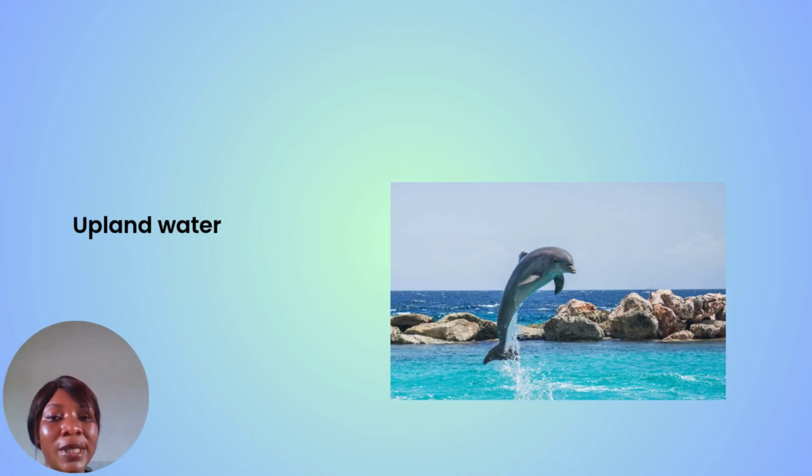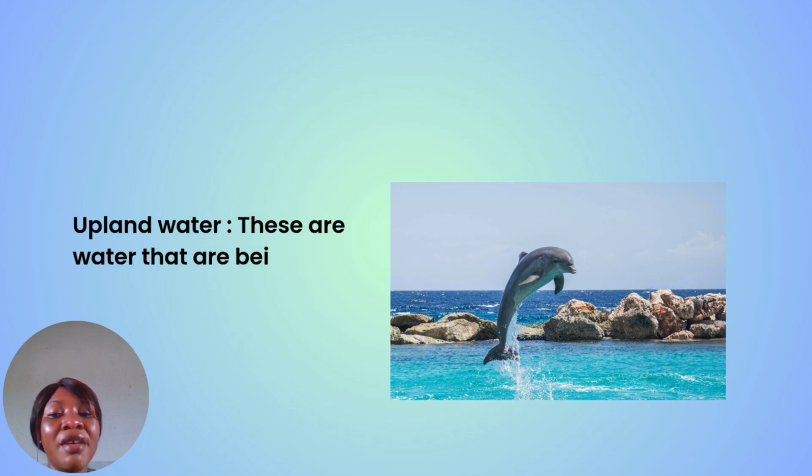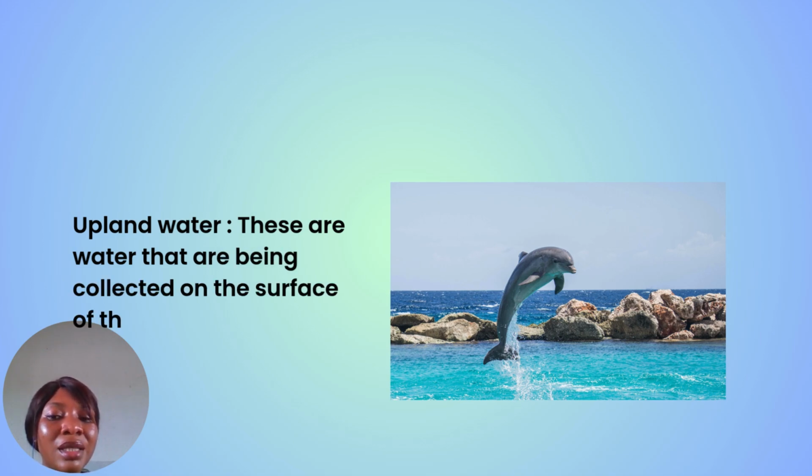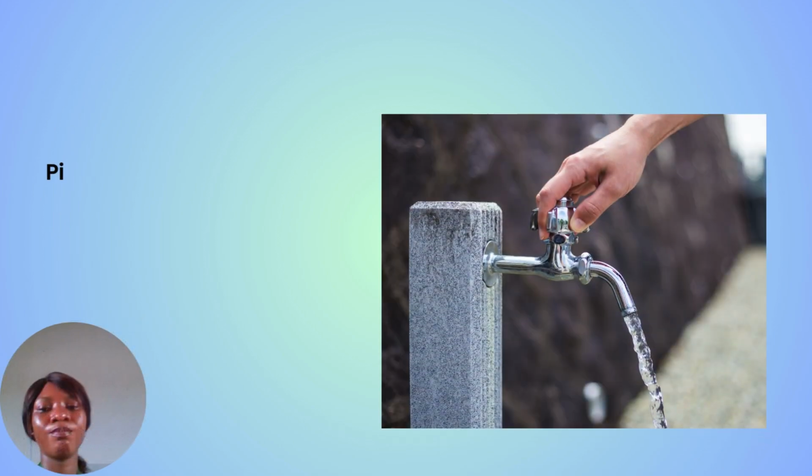The upland water. These are waters that are collected on the surface of the earth, on top of the soil. Those waters that collect on the surface of the earth are referred to as upland water. Such waters include rivers, streams, lakes, and springs.